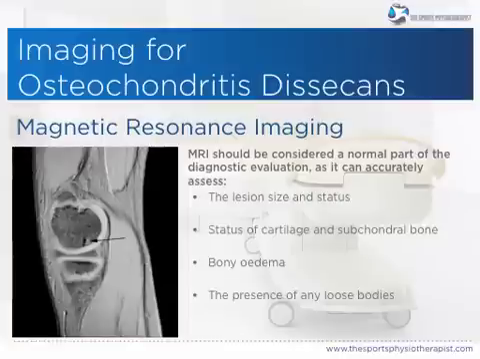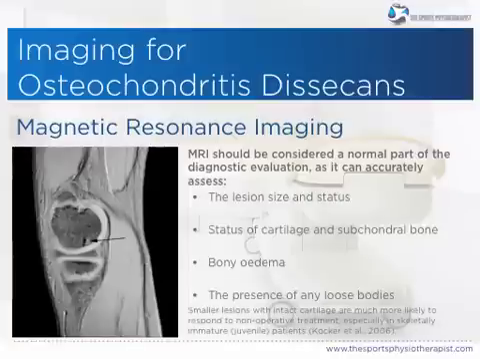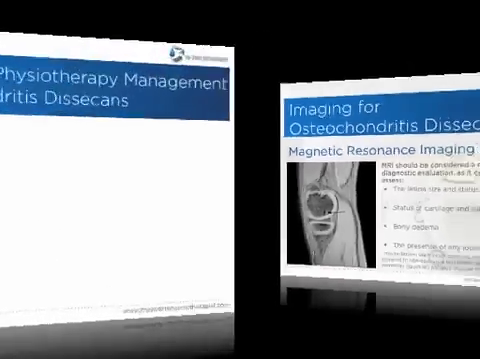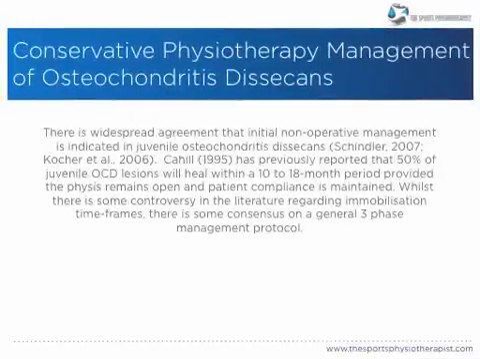In terms of conservative physiotherapy management, there is widespread agreement that initial non-operative management is indicated in juvenile osteochondritis dissecans. Cahill has previously reported that 50% of juvenile OCD lesions will heal within a 10 to 18 month period, provided the physis remains open and patient compliance is maintained. Whilst there is some controversy in the literature regarding immobilization timeframes, there is some consensus on a general 3-phase management protocol.